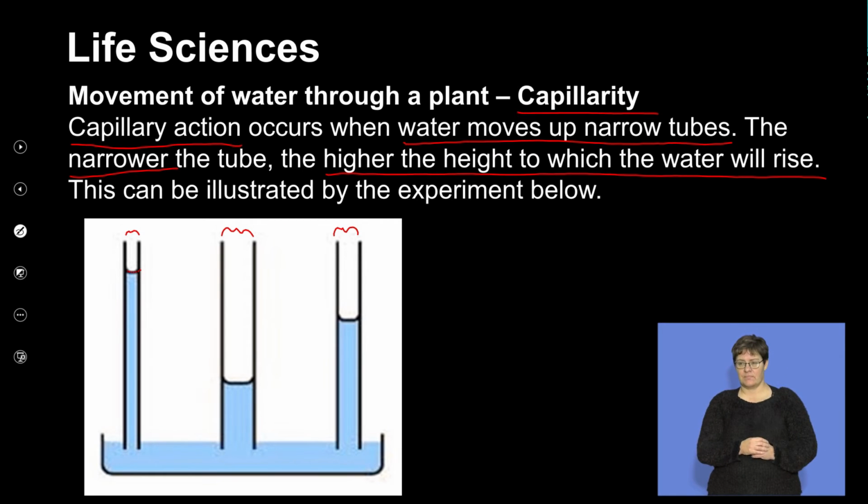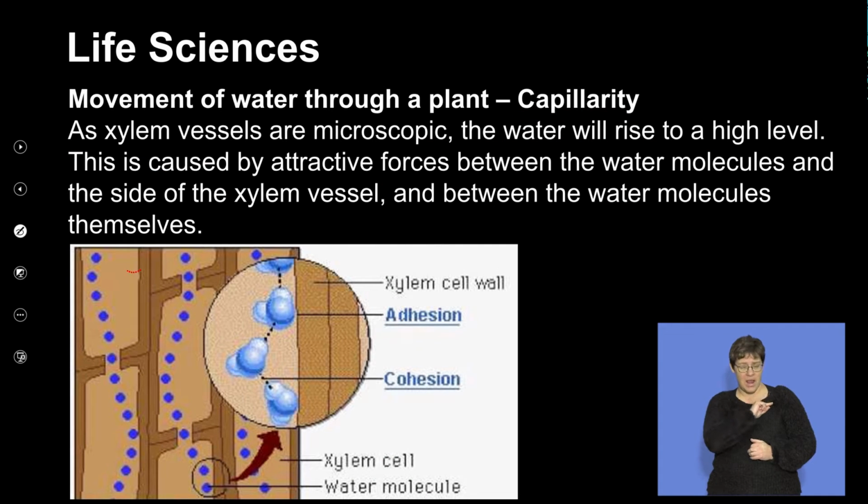And because xylem tubes are microscopic, in other words, they're extremely narrow, water will rise to a reasonably high height in these narrow xylem vessels. What we have here in this picture, there are your xylem vessels, with, remember, a space there where two xylem vessels join, and the water is moving through the xylem vessels. And there are two things that cause the water to move up the xylem vessel.